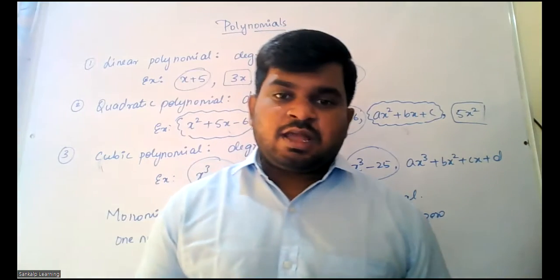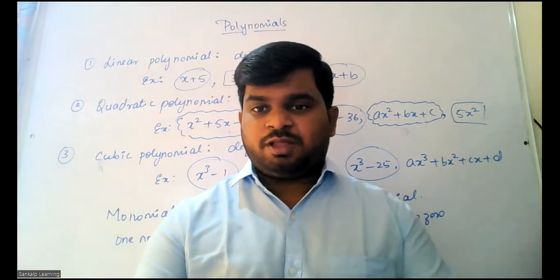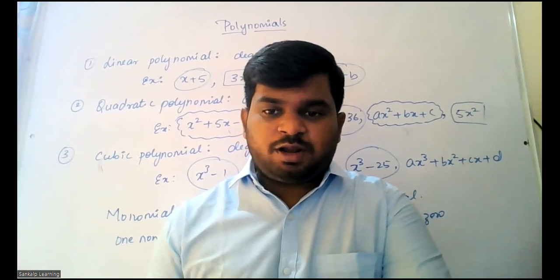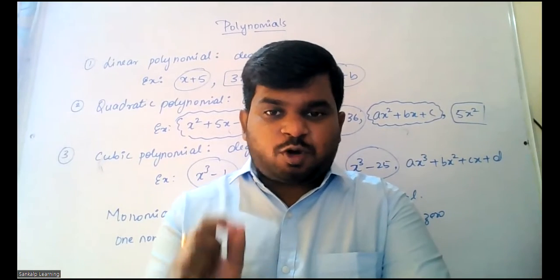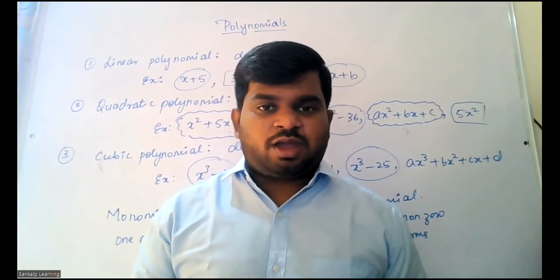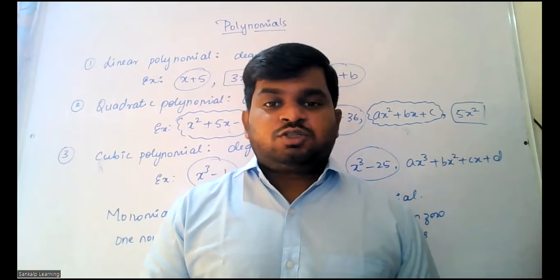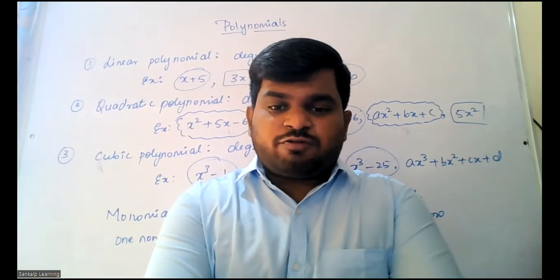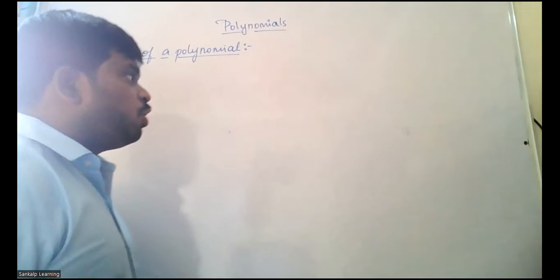Now, let's come to a very, very important topic known as zeros of a polynomial. Okay, it's not zero polynomial. Do not get confused. Zero polynomial is different. Zero polynomial is a polynomial which has only 0, which I wrote it. Okay, now I'm talking about zeros of a polynomial. So let's start with zeros of a polynomial.